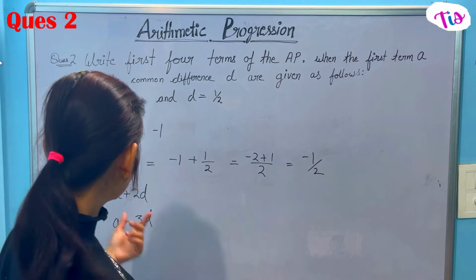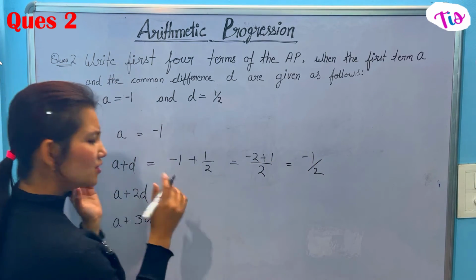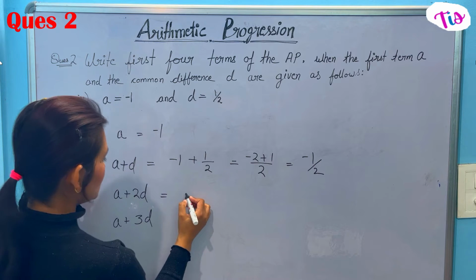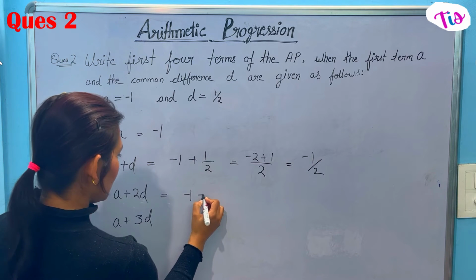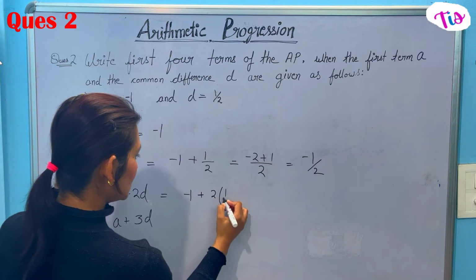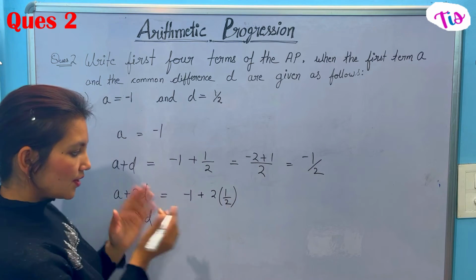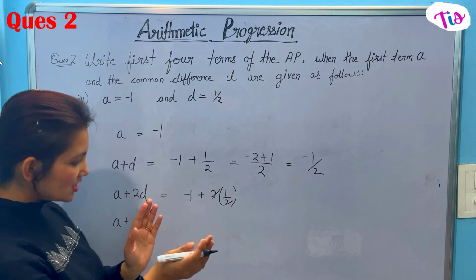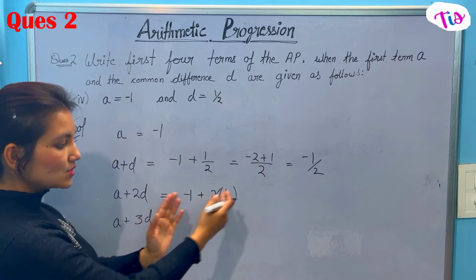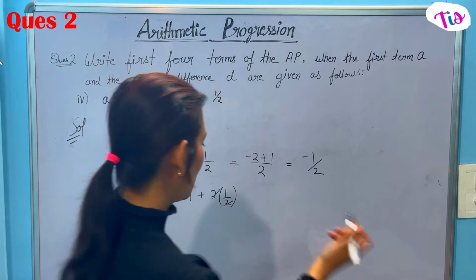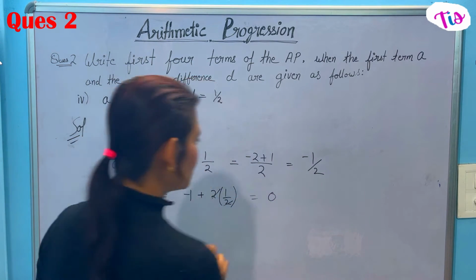Now let's solve for the third term, A plus 2D. You just need to put the values and solve. A is -1, it's really simple, plus 2D, and D here is 1 upon 2. So here the 2 gets cancelled out. We are just left with -1 plus 1, and -1 plus 1 is 0. So the third term is 0.